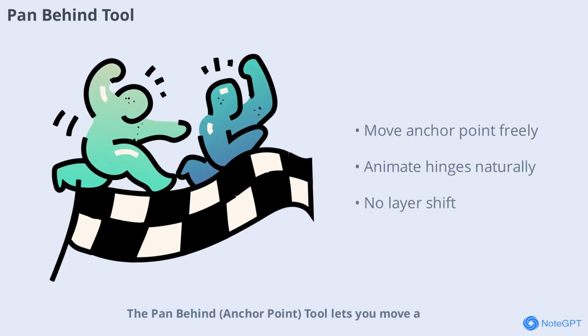Pan behind anchor point tool lets you move a layer's anchor point without shifting its position on the canvas. This is especially useful for animating objects that rotate around hinges like doors or arms. By adjusting the anchor point, you can create more natural and realistic movement in your animations.